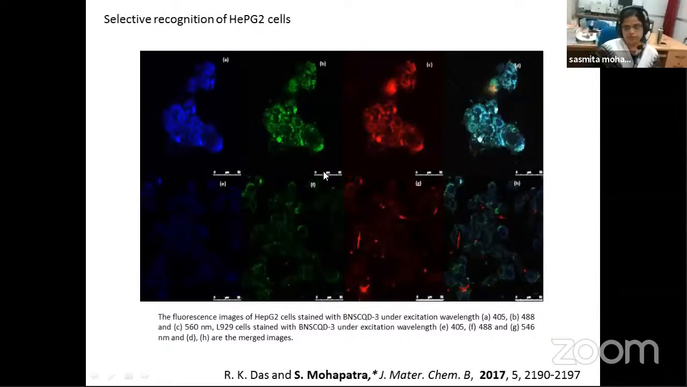In this picture, you can see there are two rows. The first row shows liver cancer cells, and the second row shows normal cells, L929. When we incubated with this boronic acid functionalized quantum dot and visualized under a confocal microscope, the luminescence from liver cancer cells was very bright.